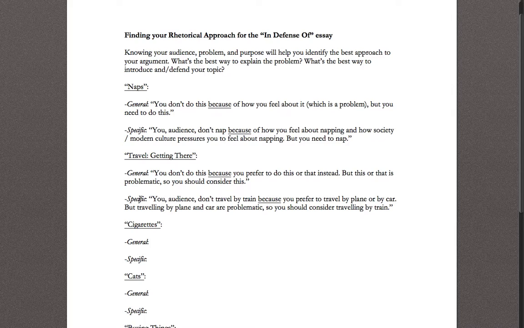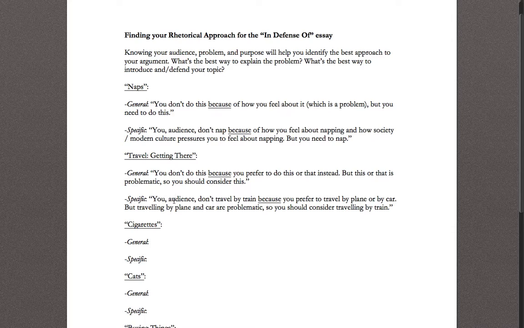Specifically for travel getting there, Barbara Holland is saying this: you, audience, don't travel by train because you prefer to travel by plane and or car. But traveling by plane and car can be problematic, so you should consider traveling by train. So this is a completely different approach.